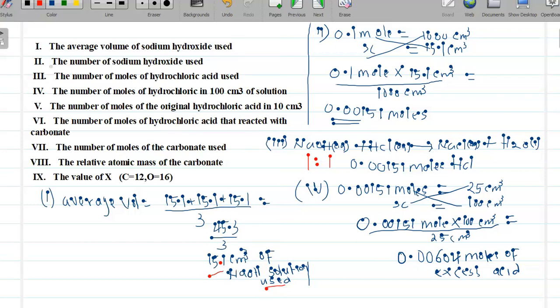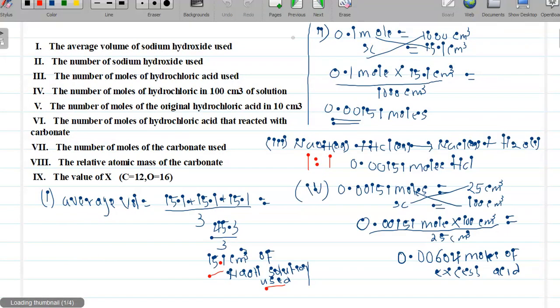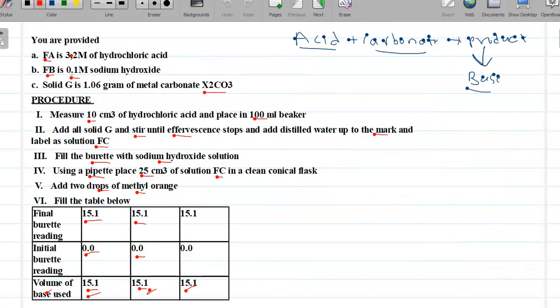That is Roman 1. Roman 2, we have to calculate the number of moles of sodium hydroxide used. To calculate the number of moles of sodium hydroxide used, what do we have? We have the molarity, 0.1 molar, and we have the volume used, which is the average volume. The average volume is the volume of the base used, meaning that any volume you get from the table is the volume of the base used, sodium hydroxide. So to calculate now, you take the molarity of sodium hydroxide, which was 0.1.